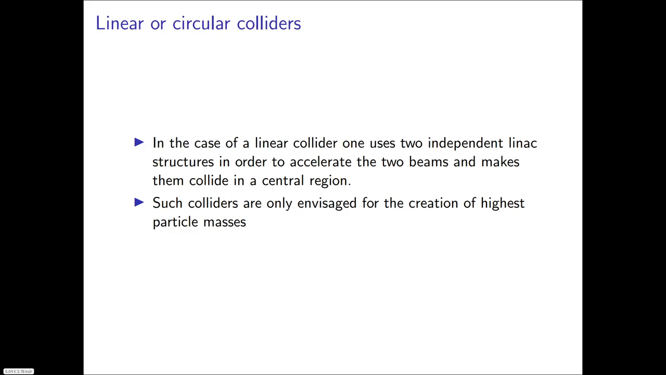The linear accelerator can also be constructed in another way. Both the particles can be kept on one side, like, for example, the left side, and they are made to accelerate. In the end we have a 180 degree arc, so they can collide there. We make the particles turn by using a quadrupole magnet, which I talked about in the previous talk. This type of linear accelerator is only used for the creation of the highest particle masses, like particles which have masses above 100 giga electron volts.